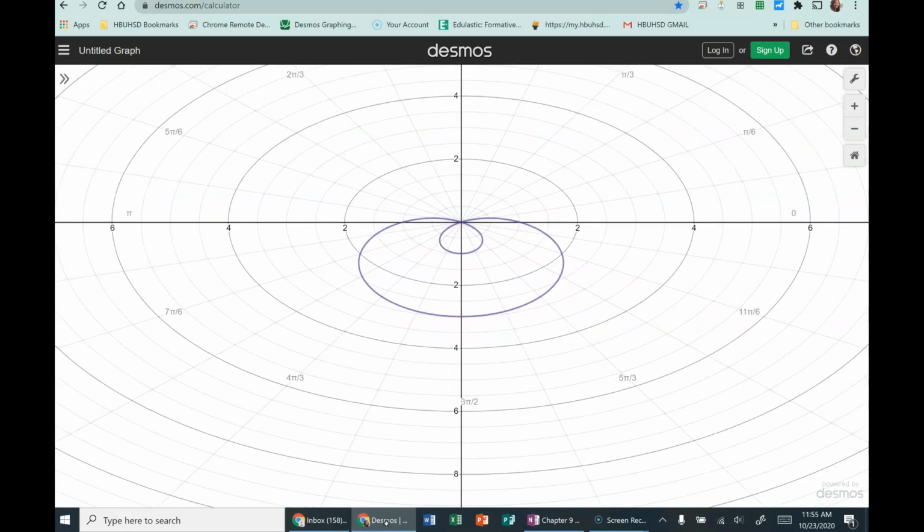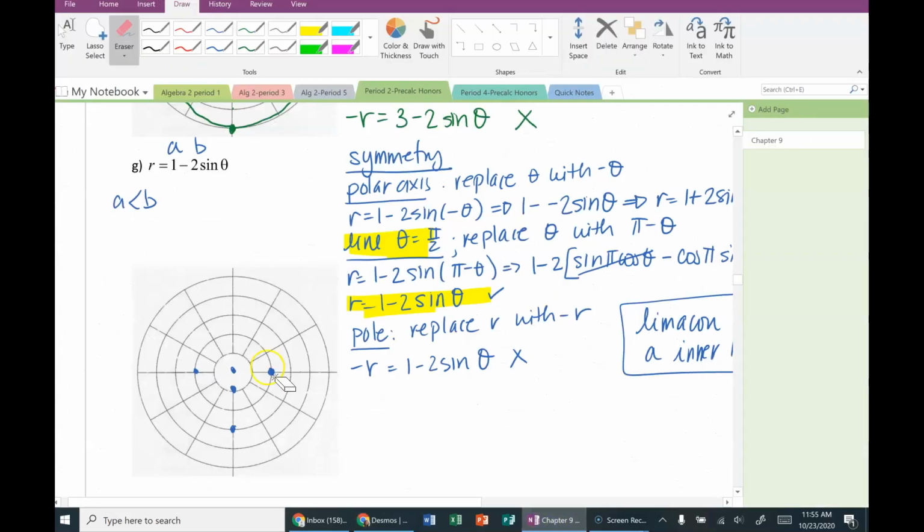Oh no, 0, 1. I lied. That's 0, 1. I'm sorry. The 2 is right there. So I lied on that one. 0, 1. And so is pi. Okay, so 0, 1 is right there.